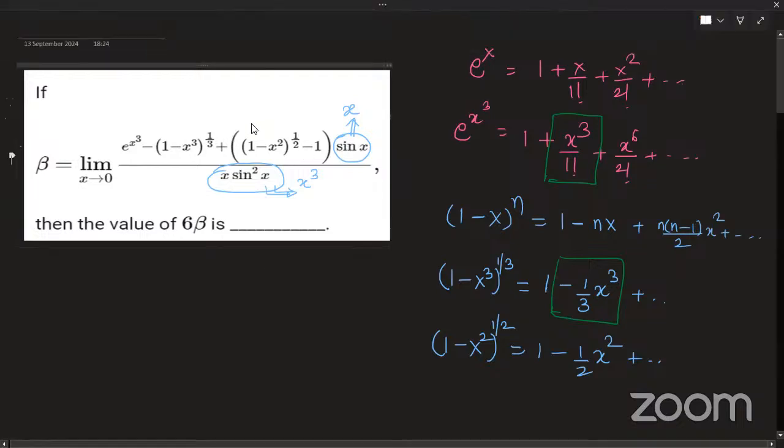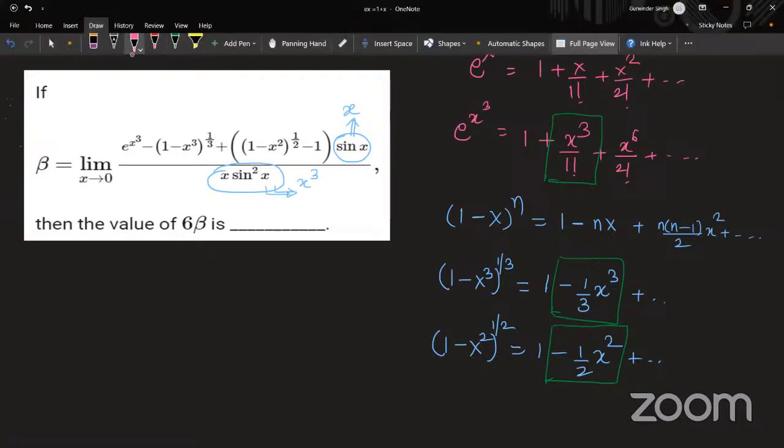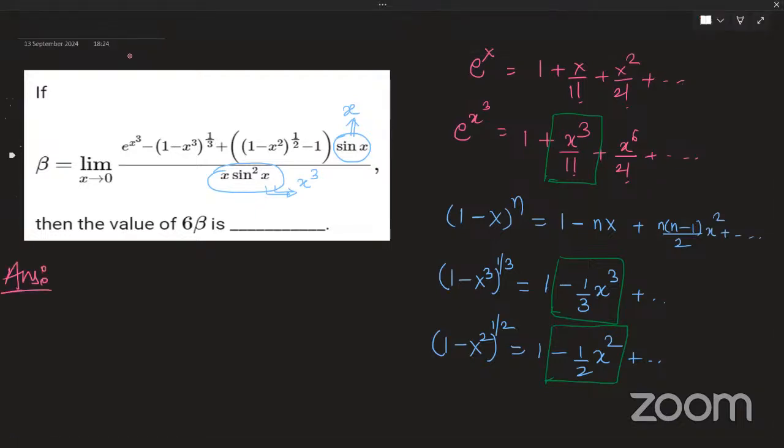So inside this bracket, 1 minus x square raised to half minus 1, I can just look at the coefficient of x square. So tell me, what is the coefficient of x square? Minus 1 by 2. Great. Now just operate it. The only thing left is calculation. So you have got e raised to x cube. In e raised to x cube, you had x cube by 1 factorial, right? Then minus 1 minus x cube raised to 1 by 3, so you've got minus 1 by 3 x cube, right?